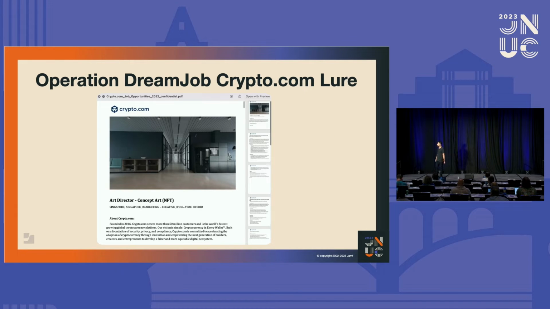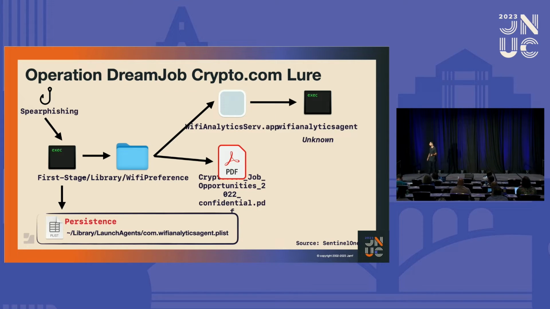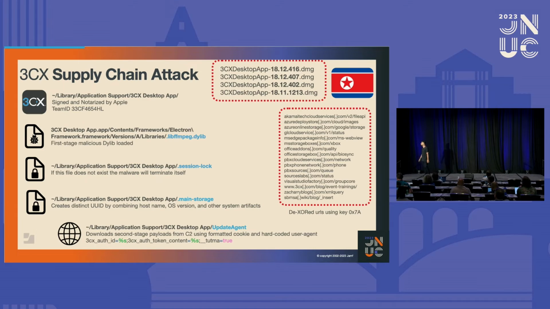The next is another Operation Dream Job campaign. This time we see a Crypto.com lure. Again, similar concept, and this attack chain is likely targeting someone on LinkedIn through a spear phishing message. The first stage, again, will write to the Library Preferences under the home directory, and in this case it establishes persistence. Again, it opens a PDF document and retrieves the second stage, and then the third stage, unfortunately, is not available because the command and control server was offline.